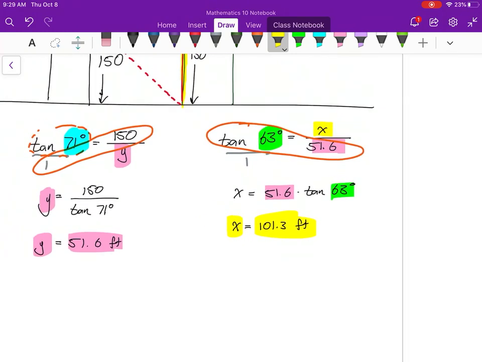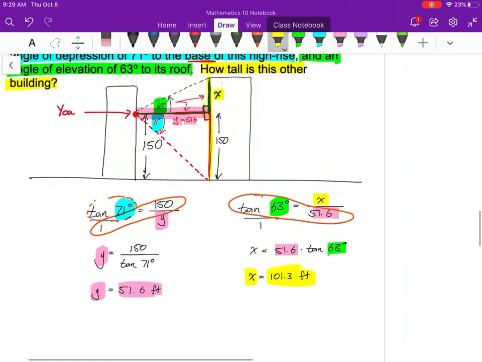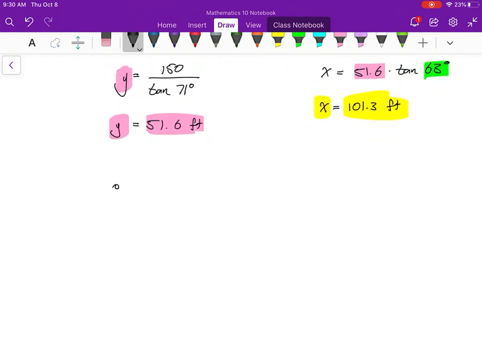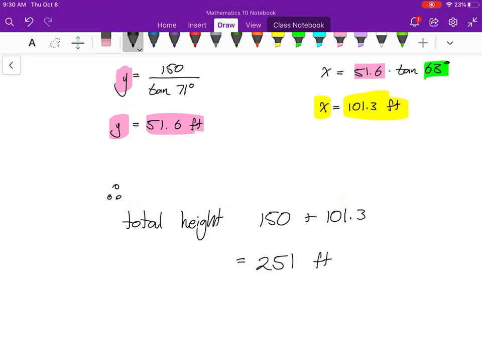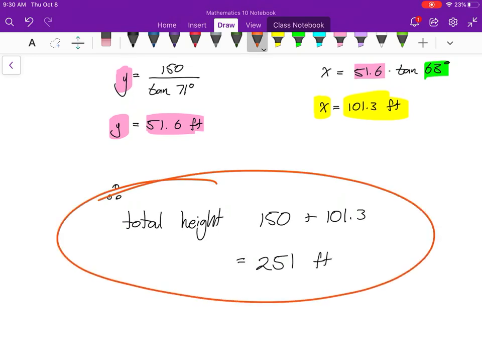So what did we figure out? 101.3 feet is this region I'm highlighting really brightly right here. It's how much higher the roof of the neighboring building is from your apartment. And we know our apartment is 150 feet in height. So I just have to put these two together. The neighboring building must be 150 feet plus 101.3. So therefore, the total height of the building must be 150 feet plus the height I just found, 101.3 feet, which comes to about 251 feet. I'll just round to the nearest whole number. And that's how tall that building is.